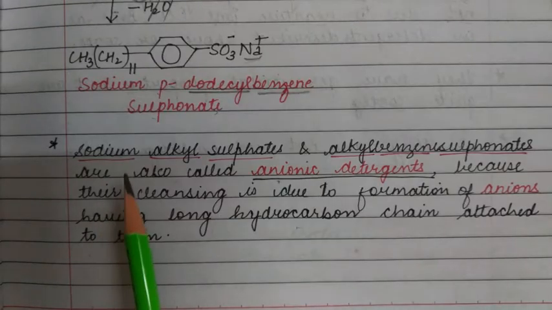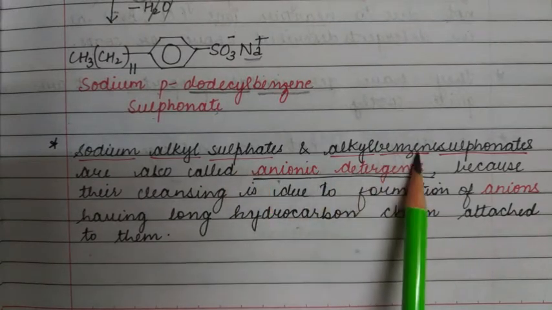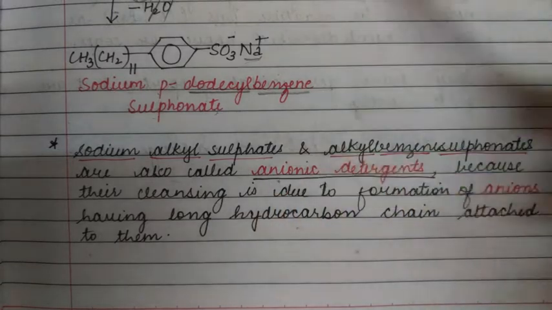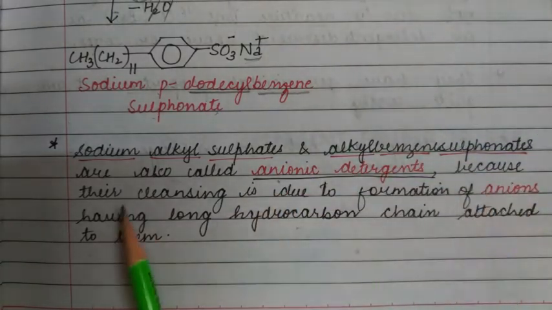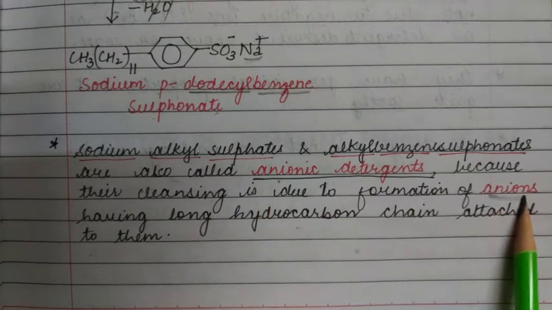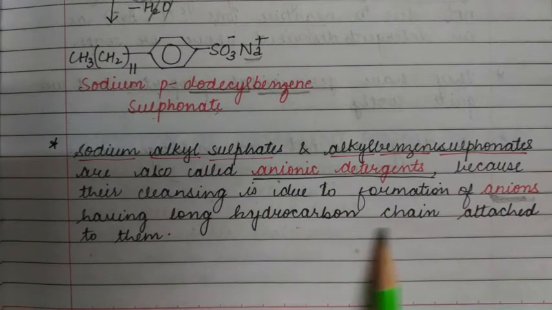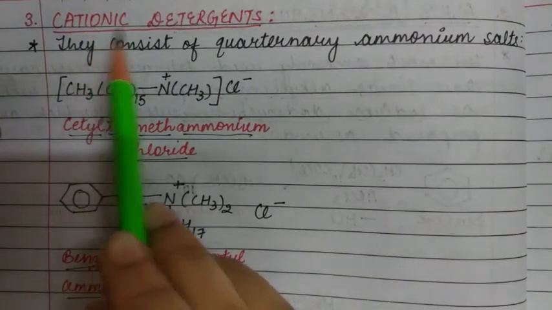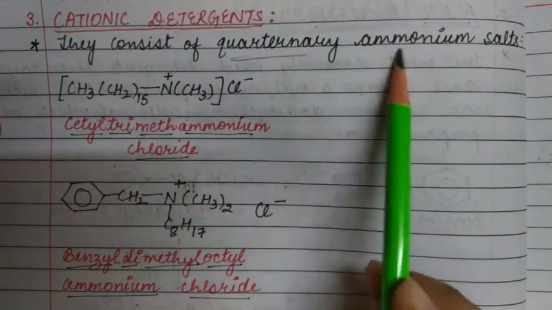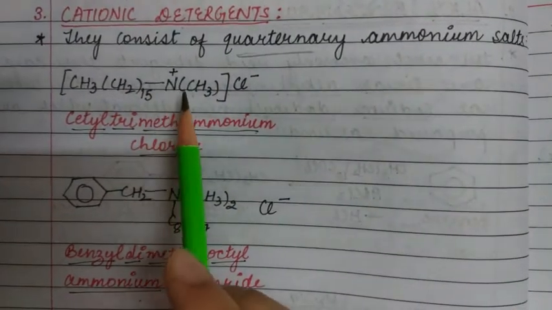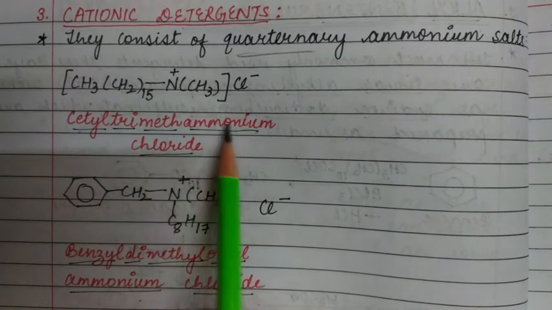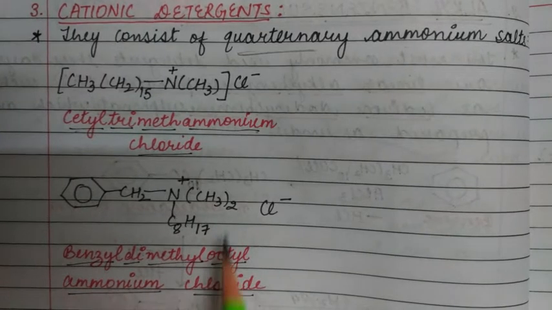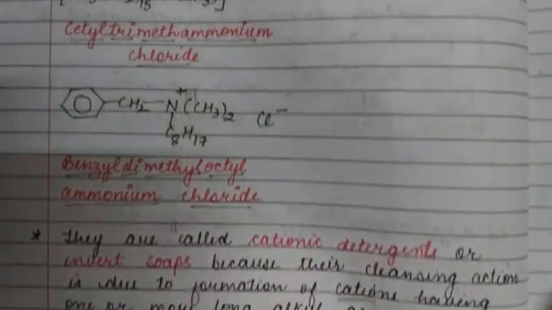Next, sodium alkyl sulfates and alkyl benzene sulfonates are also called anionic detergents because their cleansing is due to formation of anions having a long hydrocarbon chain attached to them. Third are cationic detergents. They consist of quaternary ammonium salts. Let us see the examples. This is cetyl trimethyl ammonium chloride, and this is benzyl dimethyl octyl ammonium chloride. Just look at the examples.